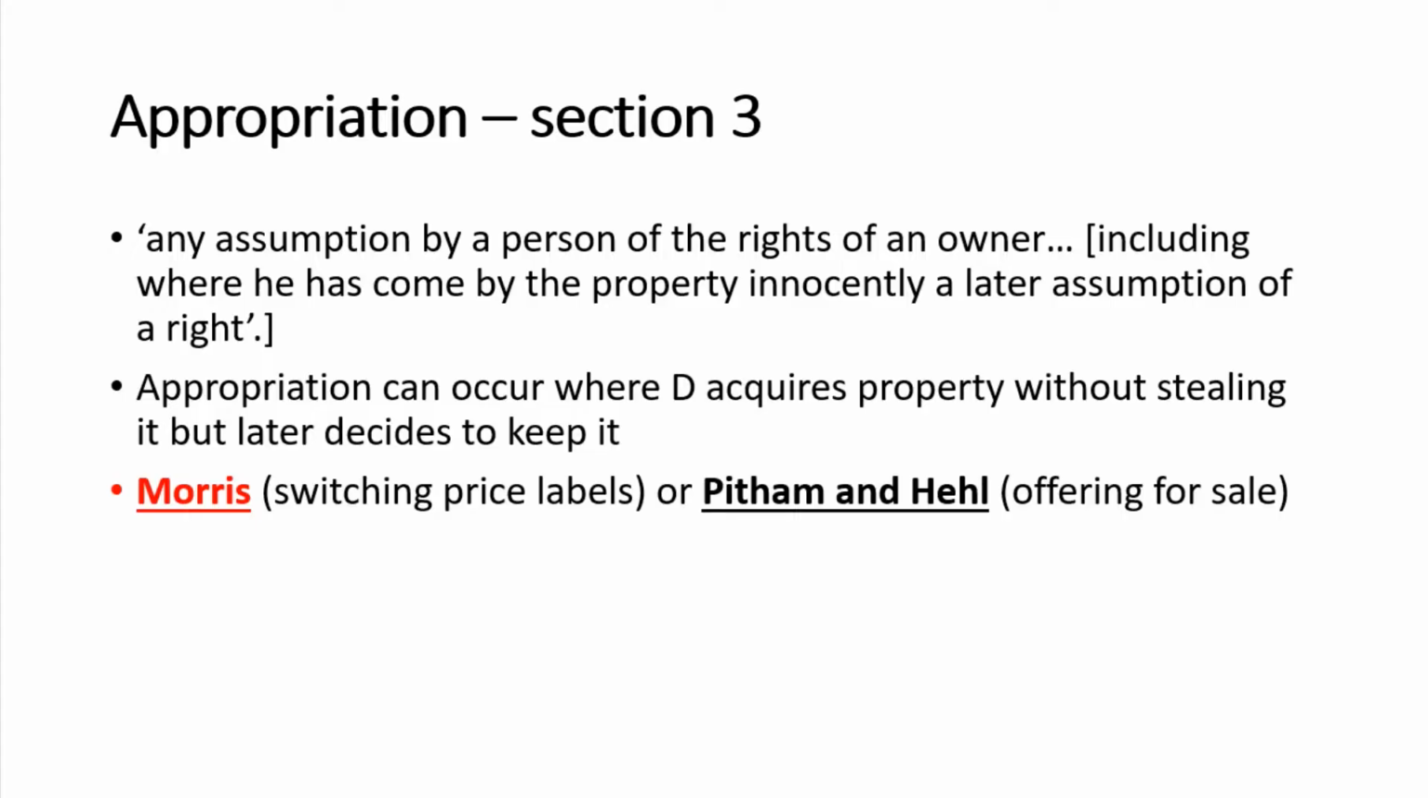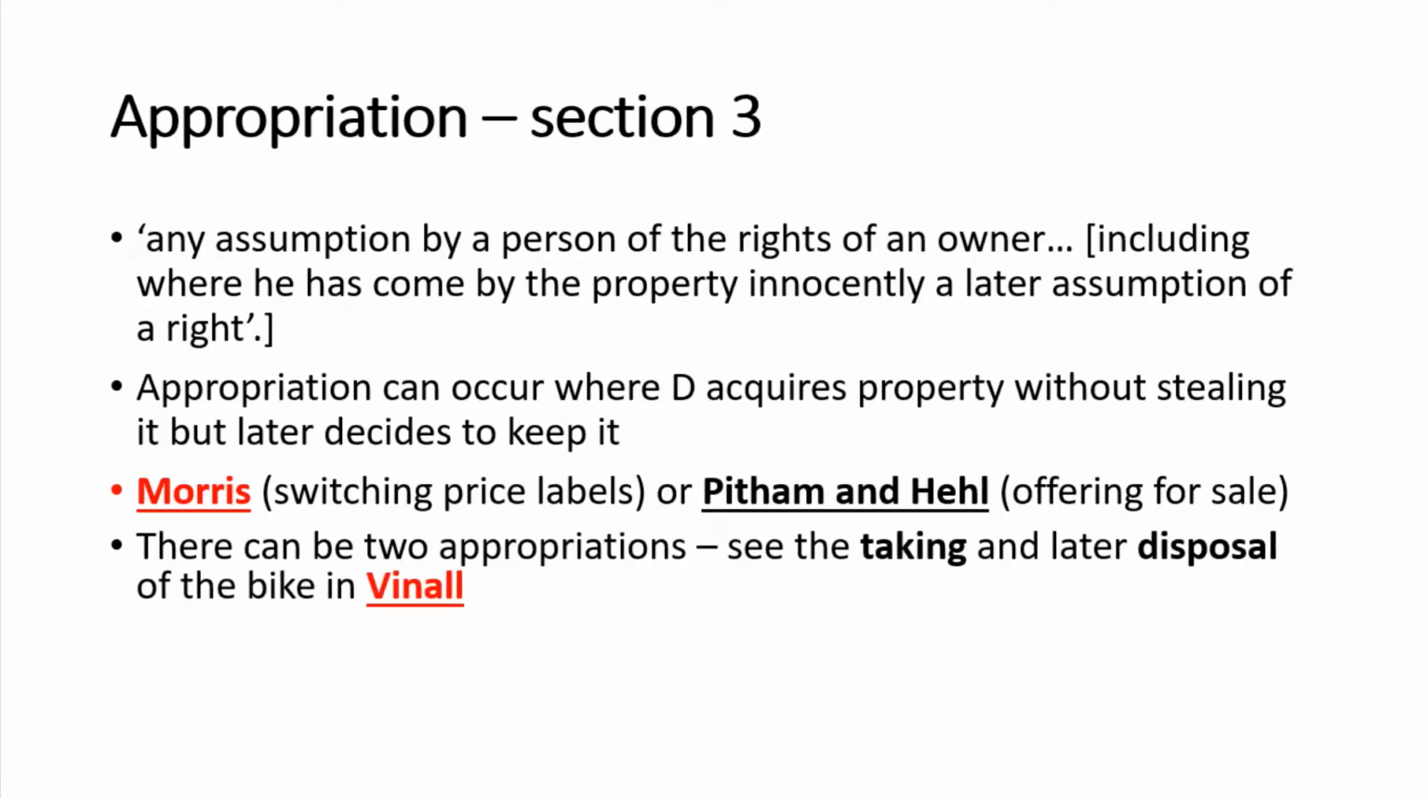The key case is Morris, where switching price labels even before you got to the checkout in a shop was held to be an appropriation, as it is an assumption of the rights of an owner. Only the owner has the right to change the price labels. And Pitham and Hale, where offering something for sale, in this case the furniture of someone who was in prison, was held to be an appropriation, as it is assuming the rights of an owner, as only the owner can sell their property. So when you're applying the law, make sure you say why it is an appropriation and say it is because only the owner has the right to do this.